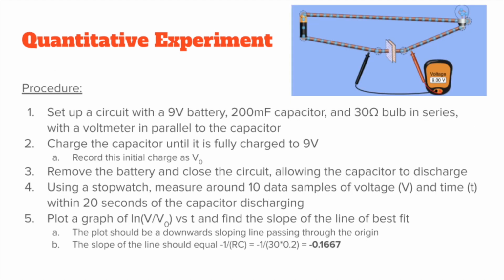To perform the quantitative experiment, we want to set up the same circuit, except this time with a 30 ohm bulb in series, and connect a voltmeter in parallel to the capacitor. We're going to charge the capacitor until it is fully charged, and then remove the battery and discharge it. Then we want to use a stopwatch to measure about 20 seconds worth of the capacitor discharging, and then plot a linearized graph against time to find the slope.